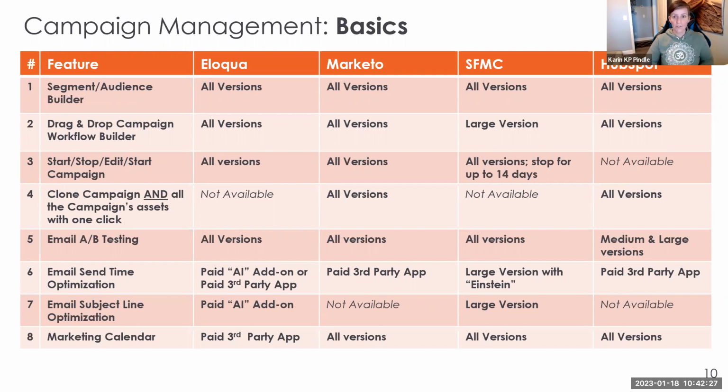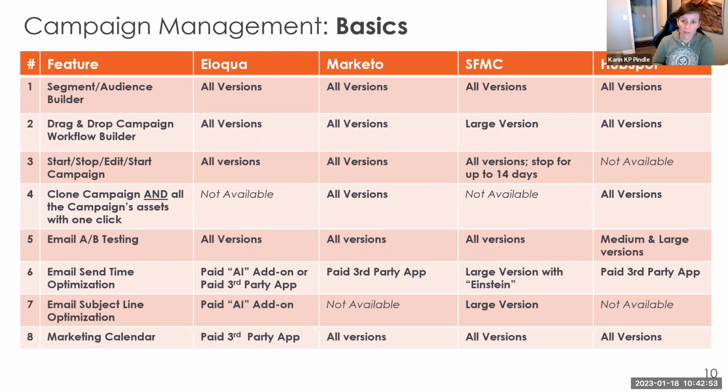Now, the next 2 features are similar. Email send time optimization and subject line optimization are under the category typically of AI features. So with Eloqua, send time optimization is included with their paid AI add-on, or you can use a paid third party if you don't want to use their AI add-on. Marketo, there's no out-of-the-box AI feature for this. You have to use a paid third-party app.